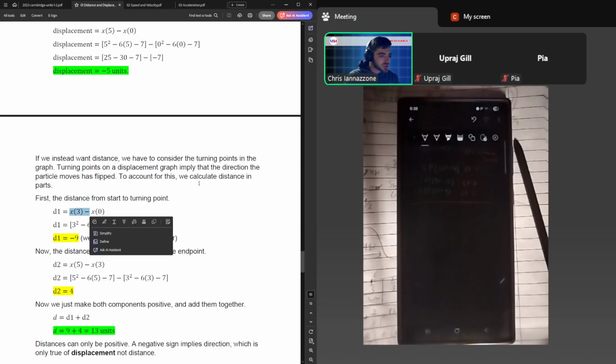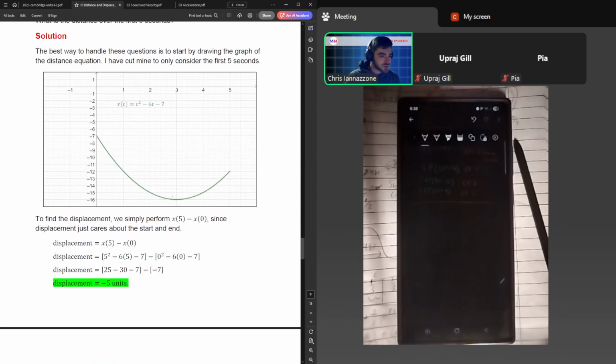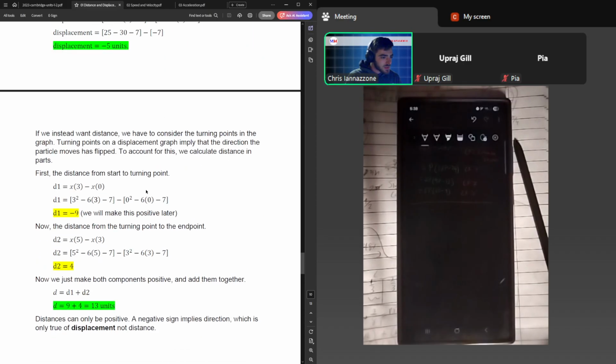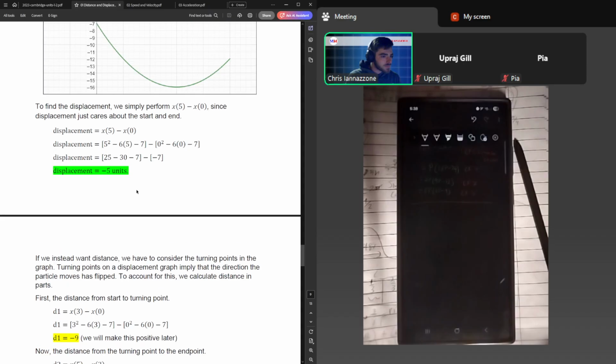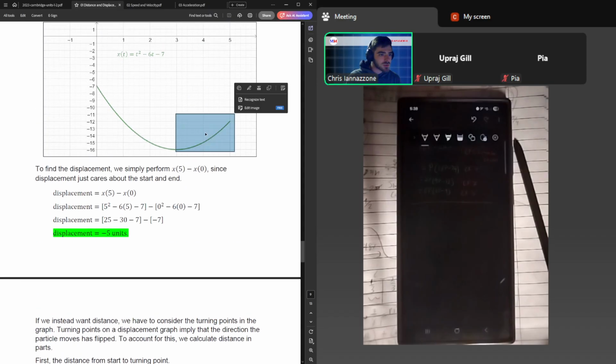So for instance here, you're doing x of 3 minus x of 0. So it's this one minus this one. And then from here, you're doing from 5 to 3.